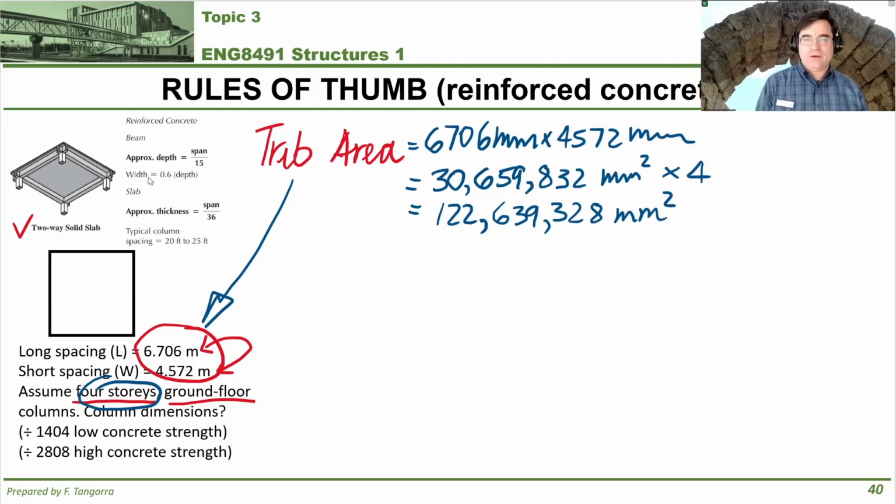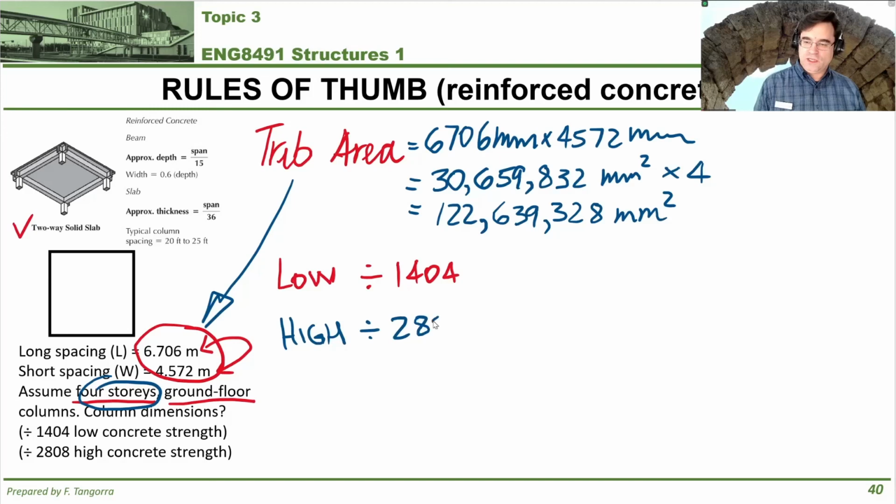And then we have to decide, are we going to be using low strength concrete or regular strength concrete to do this? If so, then we have to take that area and divide by 1,404. If we're using high strength concrete, then we take that area and divide it by 2,808. In this case, let's assume we're going to use high strength concrete.